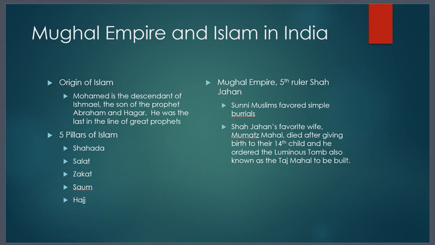So for the Mughal Empire, the 5th ruler actually had a beautiful wife that he was very devoted to, and she died during the childbirth of their 14th child. And so he created, and the romanticized story of why the Taj Mahal was created was because of his love and devotion to his wife. But there are other reasons of why this building has been constructed, and we're going to get into that in our readings too.